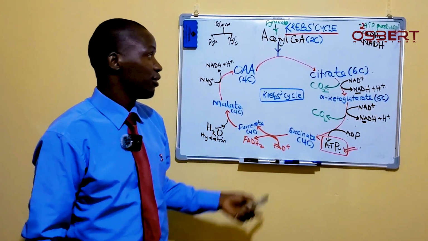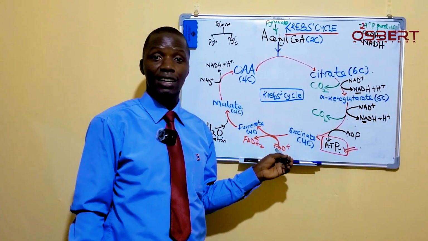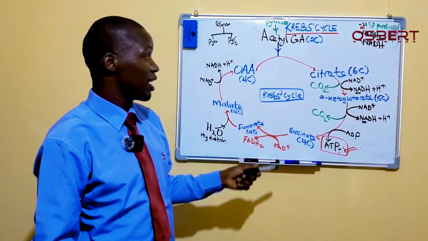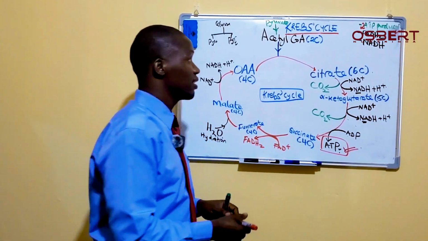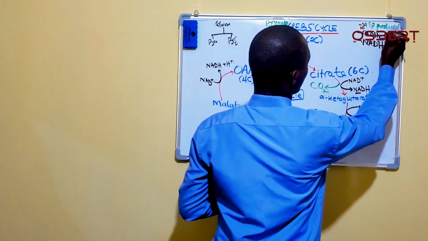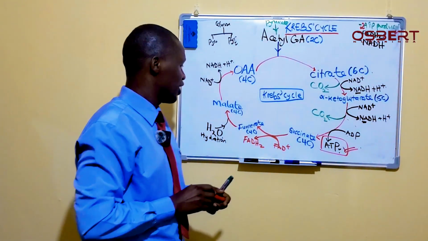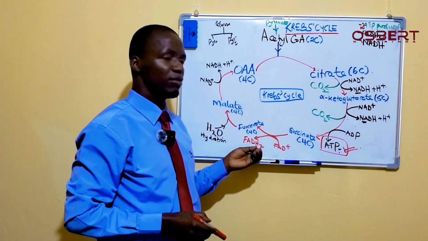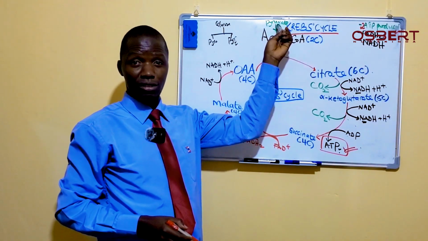There was no FAD. We are only now finding it under the Krebs cycle. So in this Krebs cycle, we are able to produce one FADH2. So it means here we are producing one FADH2. But the question is, this FADH2 is coming from one pyruvate.